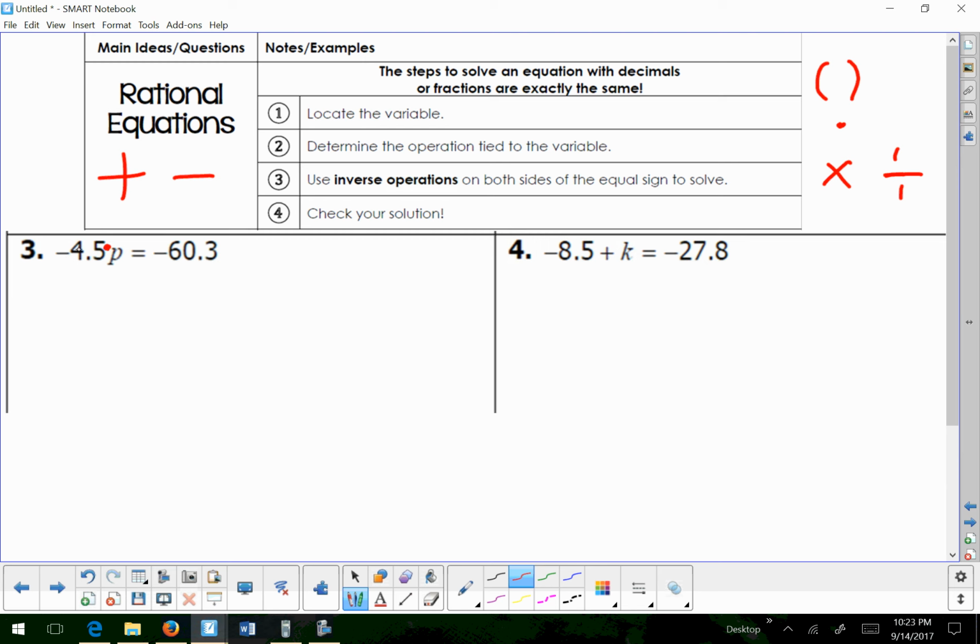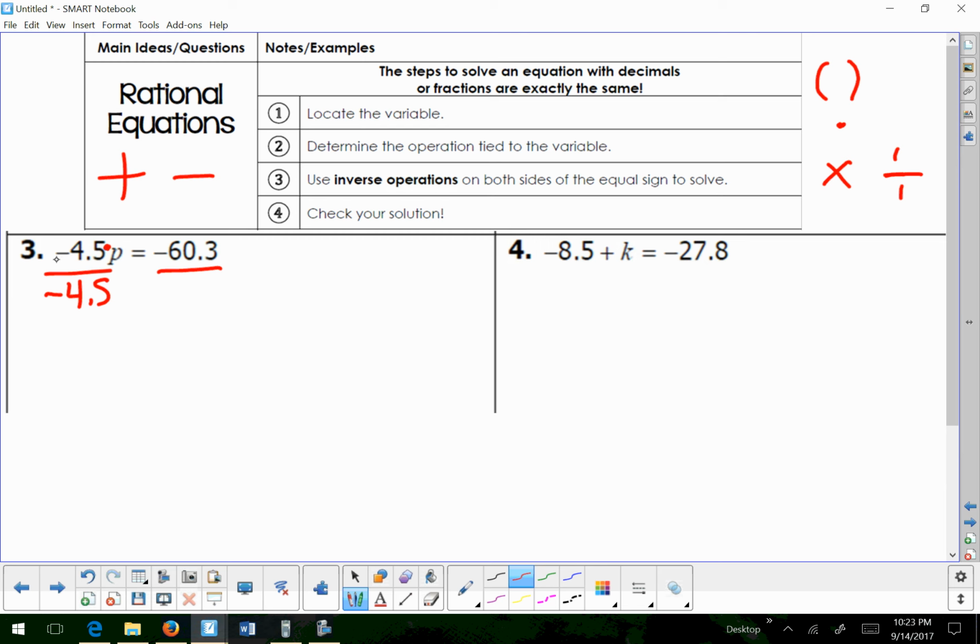So the inverse of multiplication is division. And we don't use this symbol anymore to show division. We simply write our fraction bar on both sides to show that we're going to divide these quantities. So negative 4.5 multiplied by p, the inverse of that would be dividing by negative 4.5.